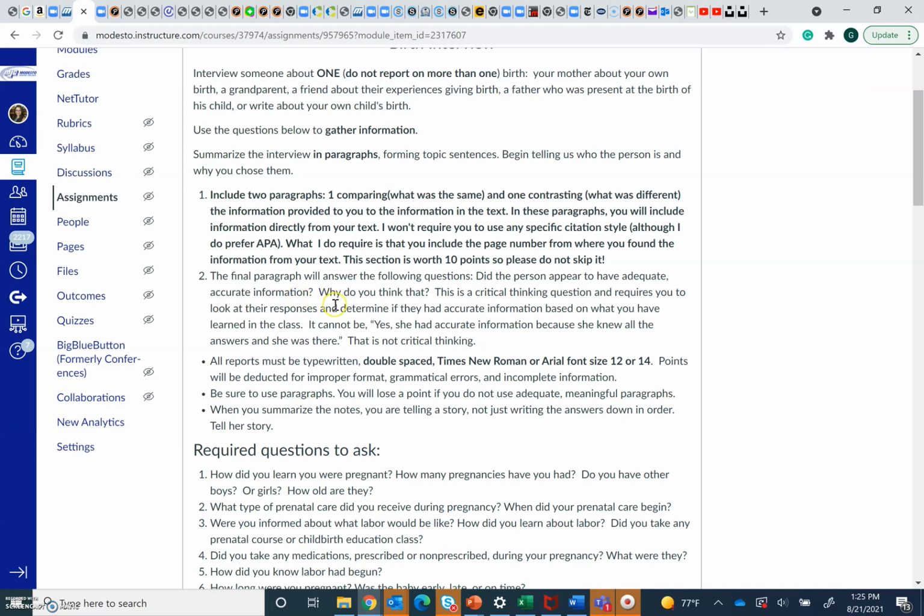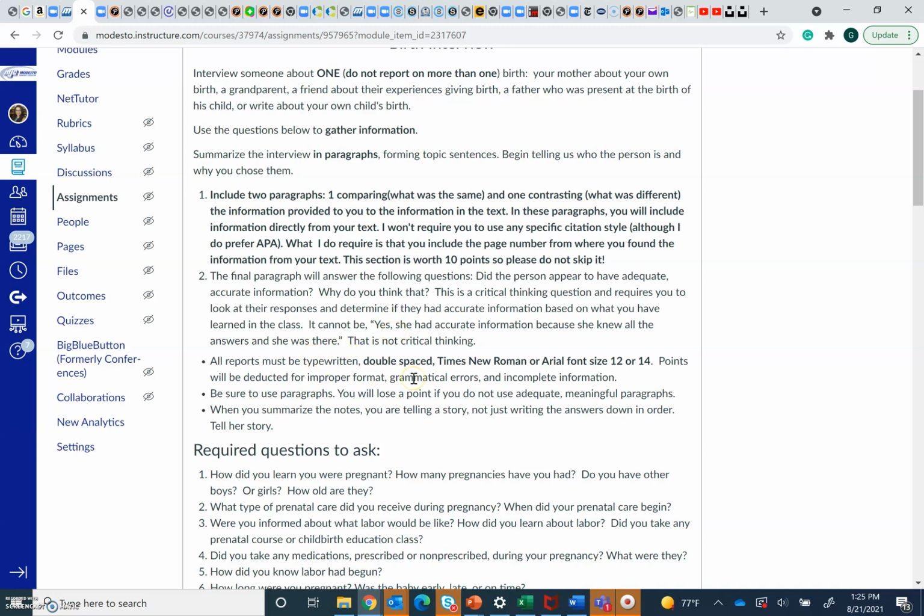And then you can think about, maybe they didn't have adequate and accurate information because they didn't know to ask questions. Maybe they didn't have adequate and accurate information because of their age or because of maybe a language barrier. So consider why you think they might not have had either enough information or correct information. Okay, so this is a critical thinking paragraph more than just saying yes, that information was accurate.